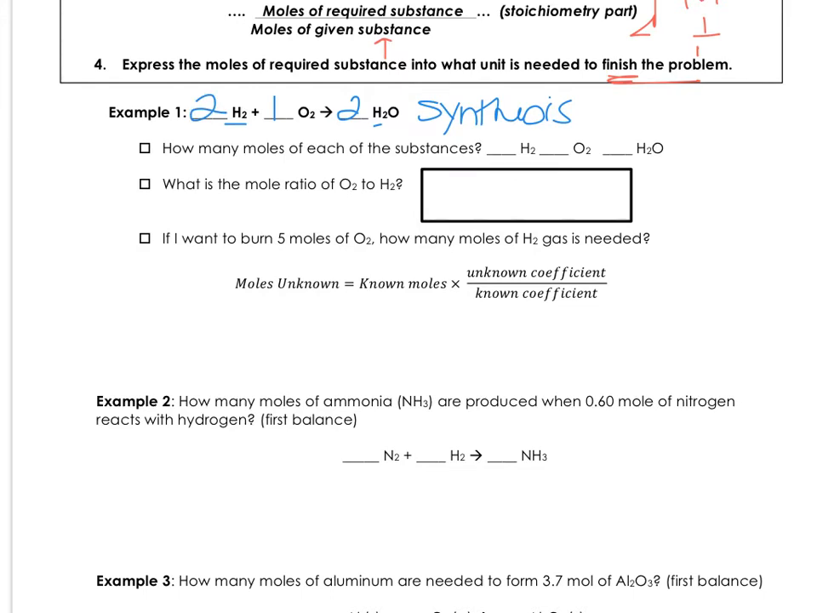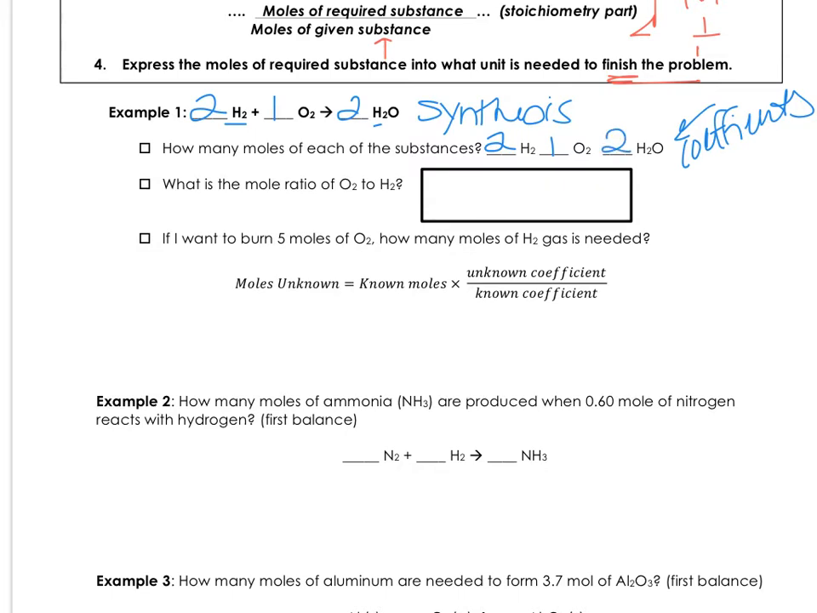Now, the question becomes, how many moles of each of these substances do I have? All I'm going to do is put in my coefficients. These coefficients tell me exactly how many moles of each I have. So I'm going to take the 2 that's in front of the H2. I've got 2 moles of hydrogen. I've got 1 mole of oxygen and 2 moles of H2O at the end.